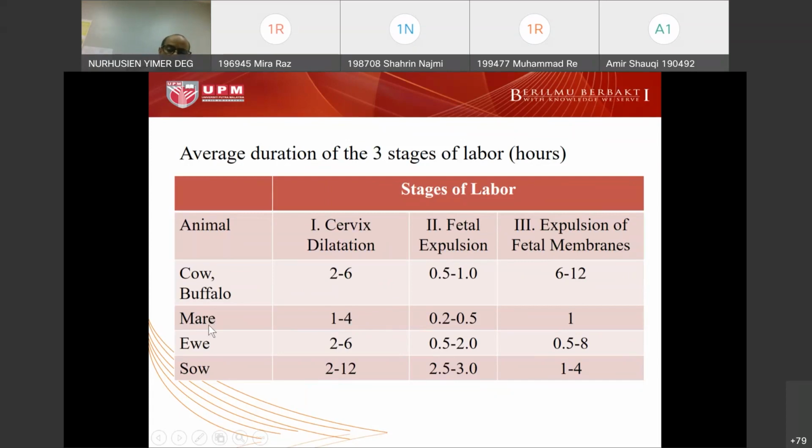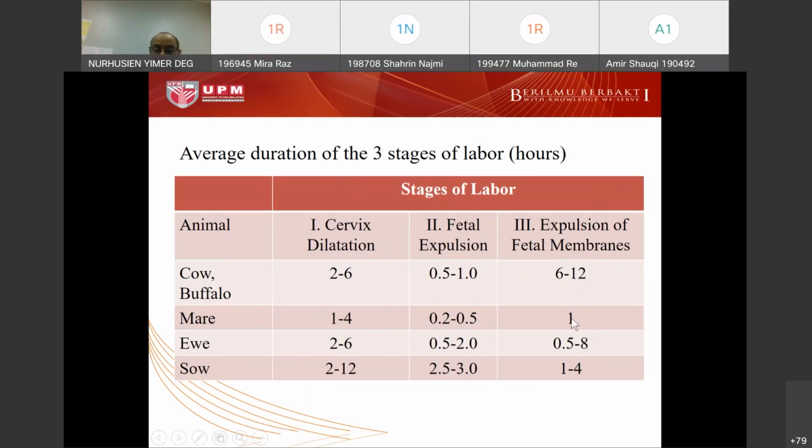In mares, it takes about 4 hours for the cervix to be dilated, to be completed. And for stage 2, it's relatively much shorter than what we see in cows. It takes about 20 to 30 minutes, just a maximum of half an hour. So this is a much quicker expulsion of the fetus, and much faster even when it comes to the expulsion of the fetal membranes.